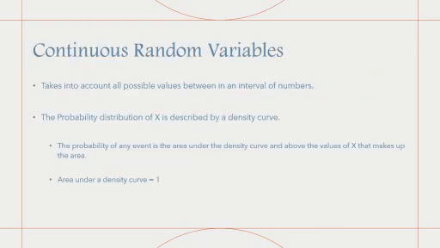Now, the second type here is continuous. The continuous random variable means that you take all possible values into account. You take all decimals, all irrational numbers, every single thing within the gap. Okay, that is what you're looking at.